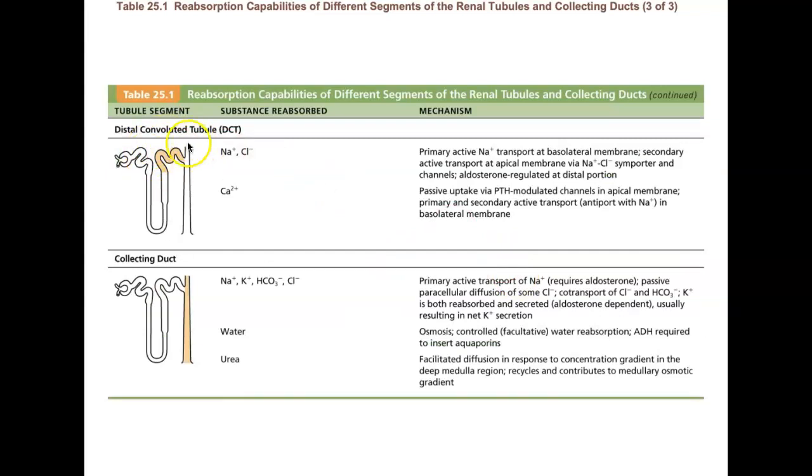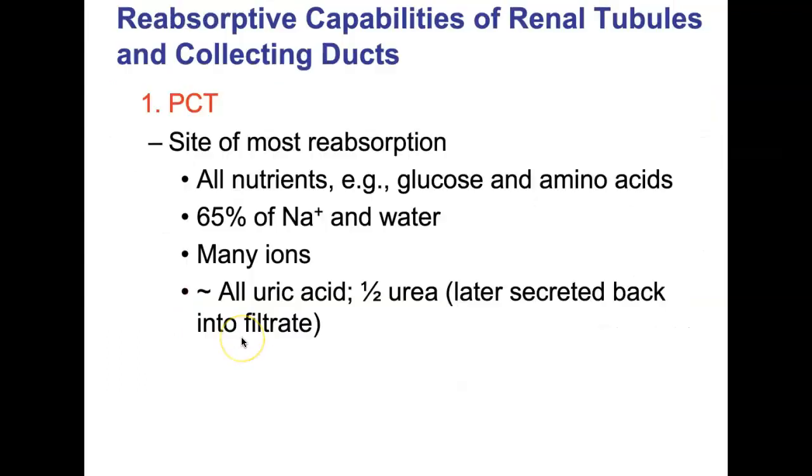Let's move over to the DCT again. So you have sodium and chloride and the mechanism. So this is a good table to have on hand when you get a quiz question or an exam question. You can always reference this table. So here would be the written component that we just described.